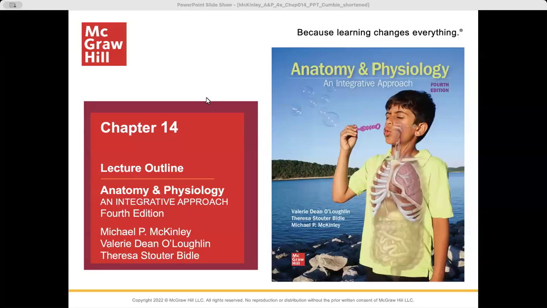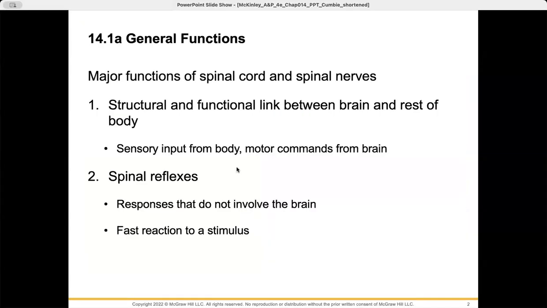In this video, I'll be going over chapters 14 and 16. We'll start with chapter 14, and for both of these chapters, I'm using the shortened version. So for chapter 14, this is just kind of an extension of the previous chapter 13, except we're looking at the spinal cord and spinal nerves.